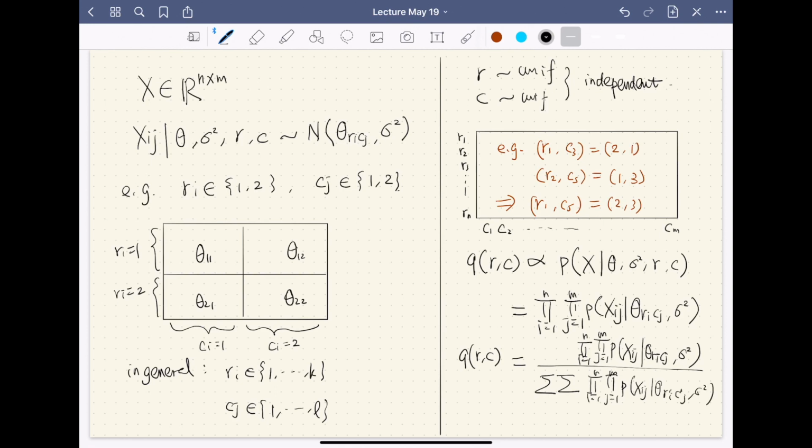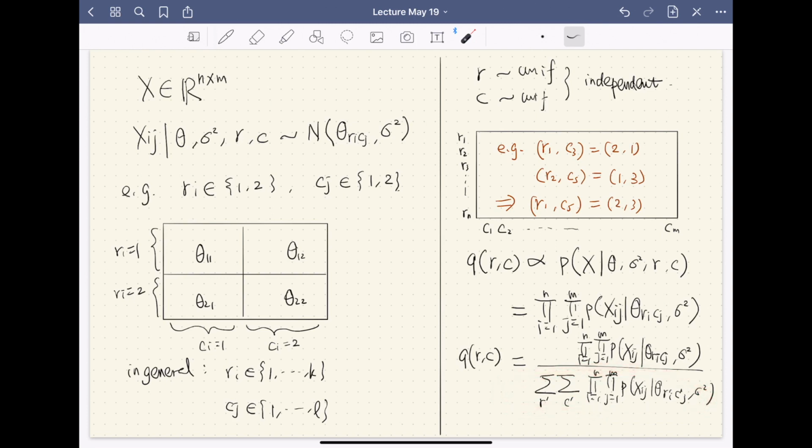And then you sum over all possible R prime and C prime, right? So how many possibilities of R prime? Well, it is k to the power of n, right? How many possibilities of C prime? It is L to the power of m. That's the total complexity you need for computing this denominator. There is no way to simplify that.